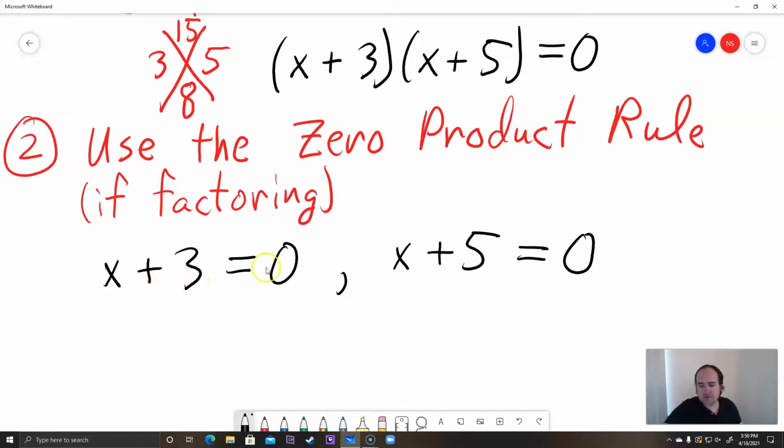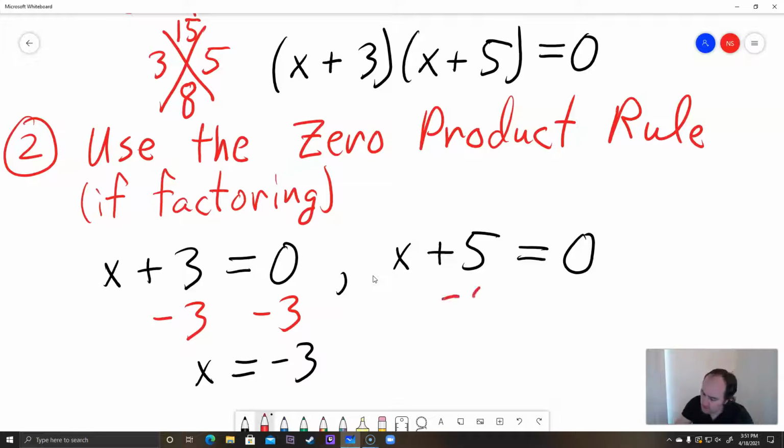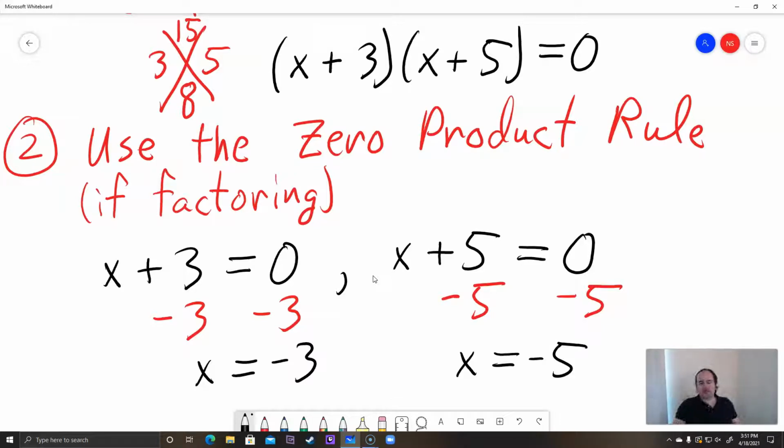Then we can solve each of these. For the first one, we subtract 3 from both sides, and we get x equals negative 3. For the second one, we subtract 5 from both sides, so we get x equals negative 5. So we get x equals negative 3 or x equals negative 5.